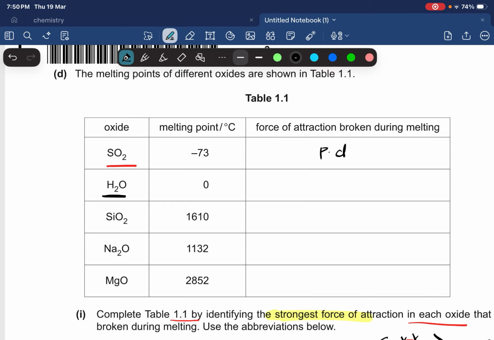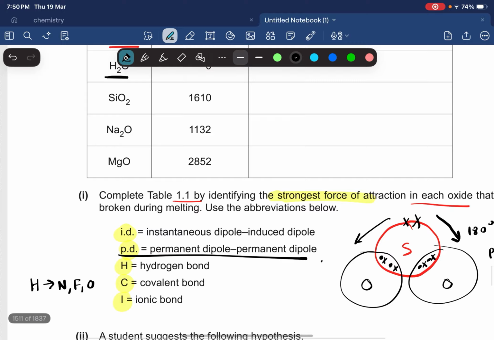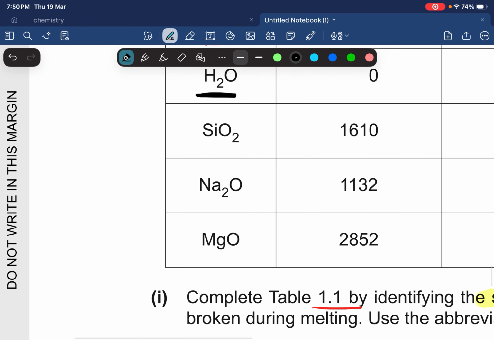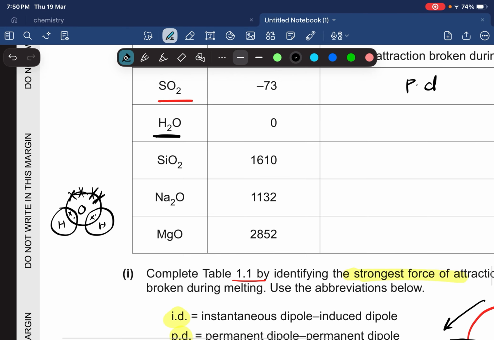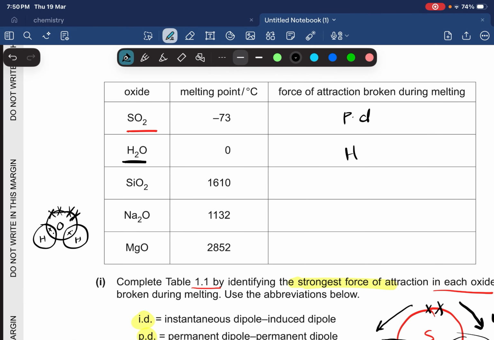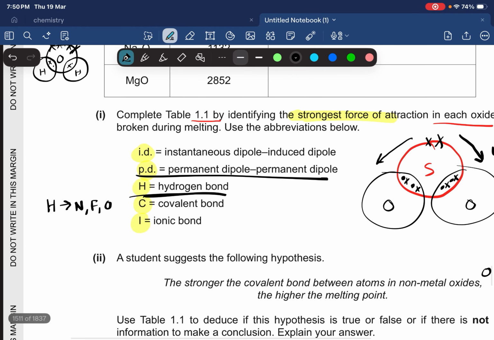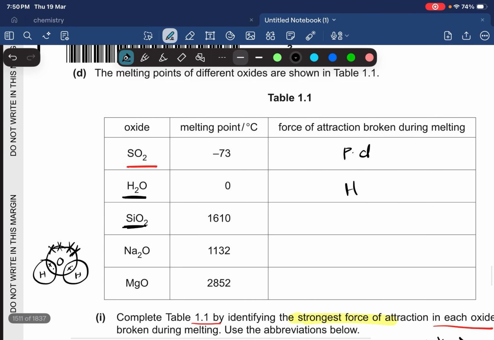For H2O, though there are permanent dipoles, there are instantaneous dipoles, but still, because it's water, we have hydrogen bonding here, because in H2O you can see that one oxygen is bonded to hydrogen. And I just told you that if hydrogen is bonded to oxygen or nitrogen or fluorine, then you're going to have hydrogen bonding. So H. SiO2, giant covalent structure, going to melt. You got to break the covalent bonds. There's going to be a C here.